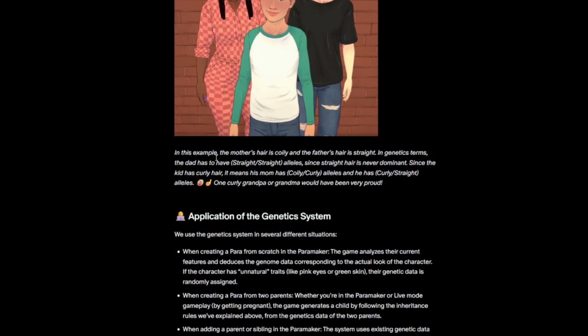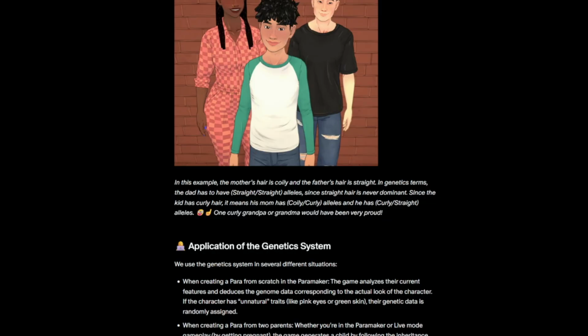So in this example, the mom has coily hair, the dad has straight hair. In genetic terms, the dad has straight, and since straight hair was never dominant, since the kid has curly hair, that means his mom probably has coily genes, and he has curly-straight genes. So 1 curly grandpa or grandma would have been proud.